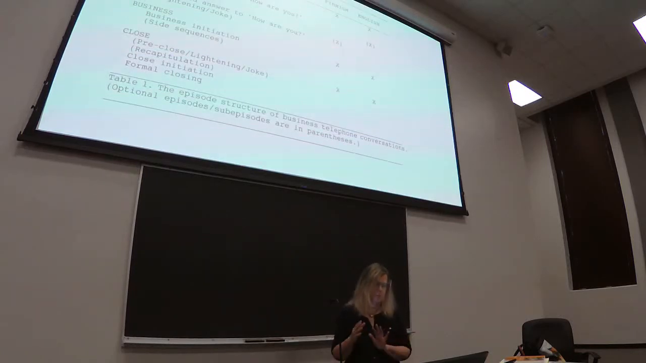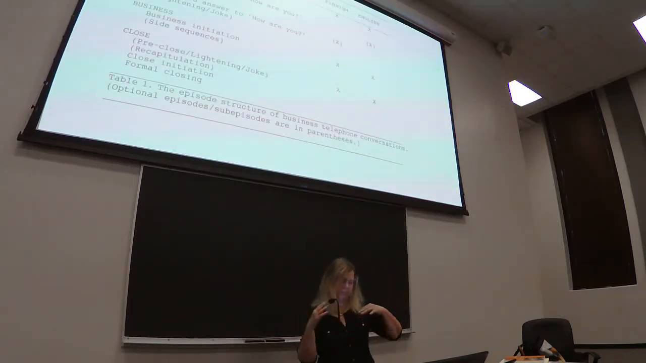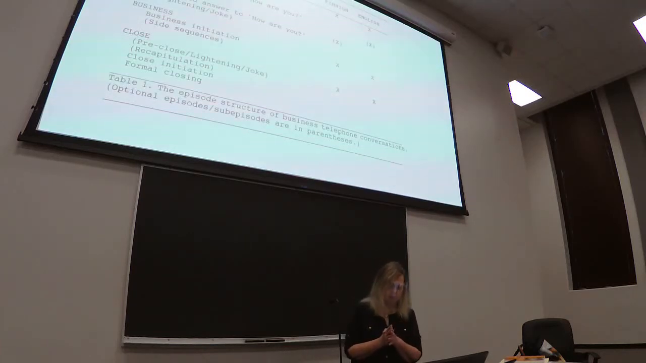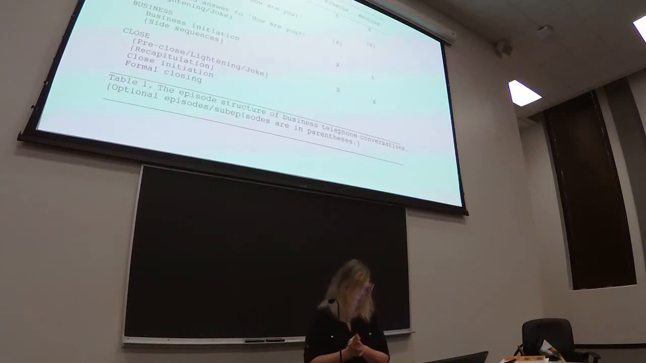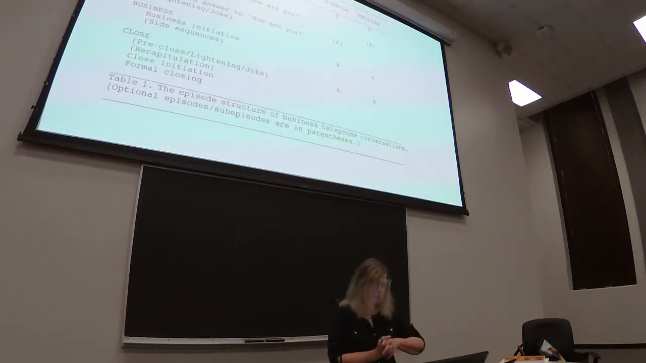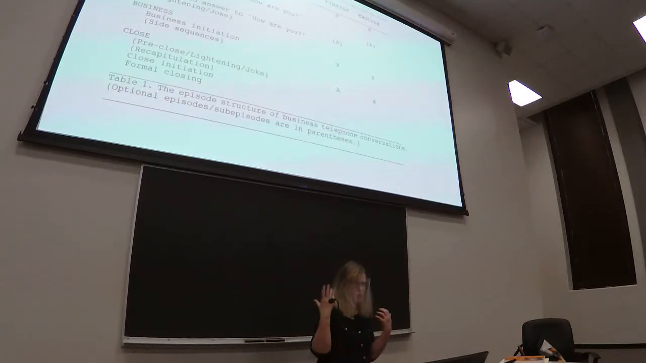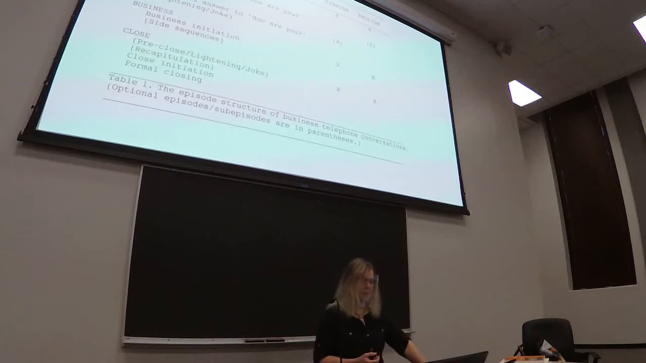So here's a summary, because those were kind of convoluted details, where I analyzed several Finnish and English-Finnish business conversations. This is the summary of the episode structure of business telephone conversations. There are obligatory episodes, and then there are optional episodes or sub-episodes that are in parentheses. So what is obligatory? Using common sense, you have to have an opening, and then you have to have the business, that's the point, and then you have to have the close. So, bye, nice talking to you, let's get this done, or whatever people decide to say at the close.